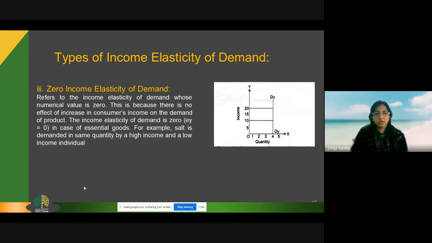The third is zero income elasticity of demand. There is no change in demand due to change in income. And this is for necessity goods. Even if the income increases or decreases, the demand remains the same. That hardly matters to us, like salt or even medicine, we can say. Even if my income increases or decreases, that doesn't matter. I have to consume that medicine, I will take it. So in this case, there is no effect of increase in consumers' income on the demand, and the income elasticity of demand is zero.